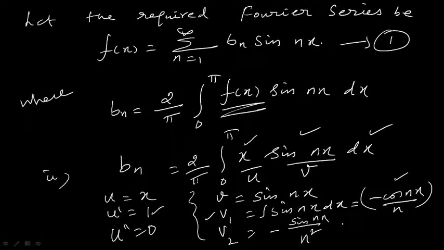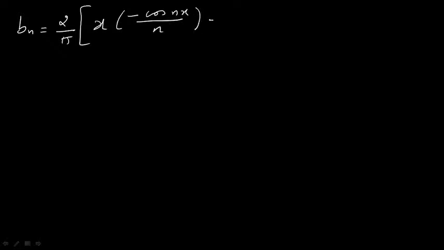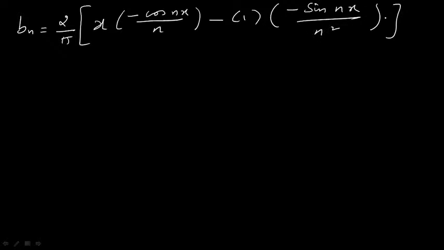So shall we substitute in the formula? So bn is equal to 2 by pi. So u v1, what is the formula? U v1, what is your u? x. v1 is minus cos nx divided by n, minus u dash is 1, v2 is minus sin nx divided by n square. We don't have the next term because u double dash becomes 0, so we have to stop up to this, with the limit from 0 to pi.